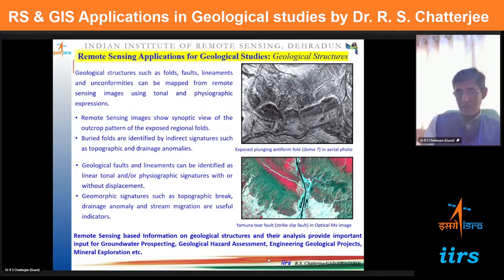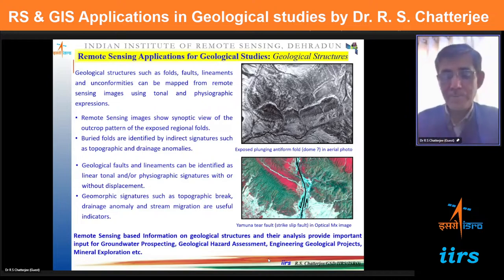Sometimes drainage will flow along these weak planes. Okay, so drainage segment anomalies are indicative of these lineaments.